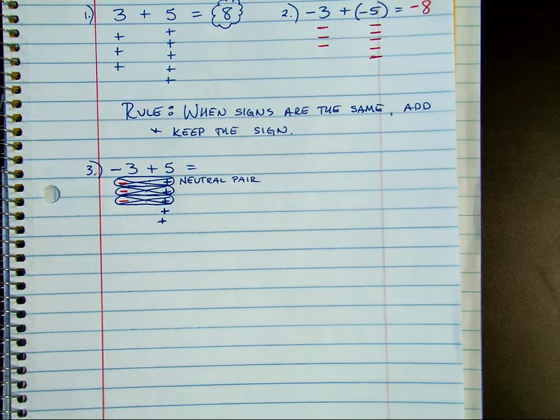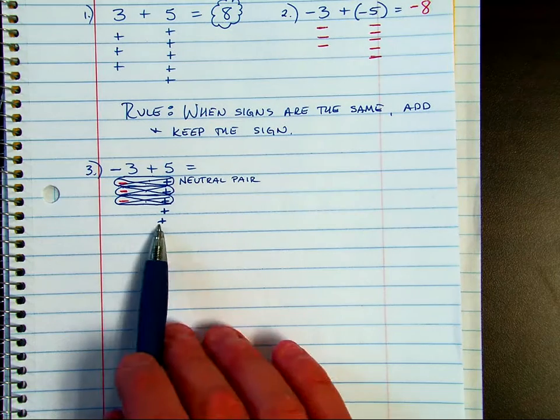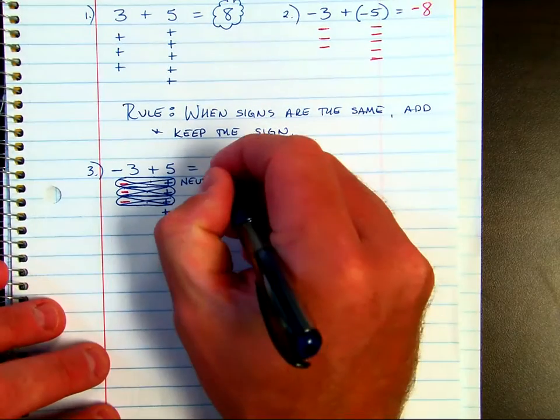And so now let's take a step back and look, what do we have left? What's remaining? 2 positives. So our answer is 2.